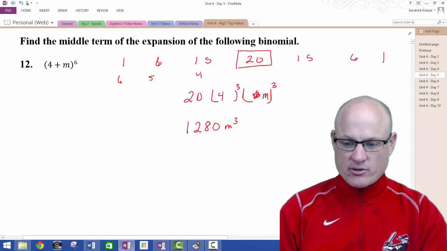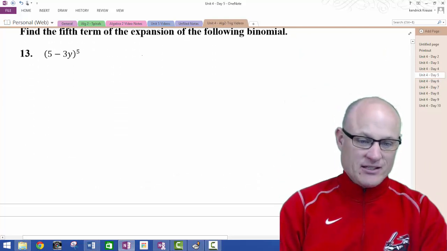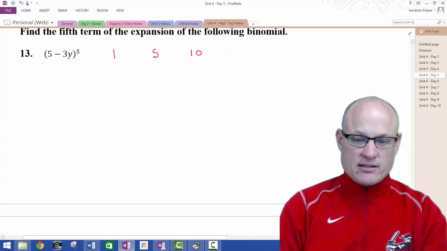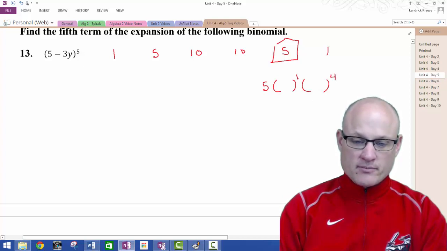These are the simple problems. These are the ones you want to do. Fifth term, sons of guns, it's really, let's see, 1, 5, 10, 10, 5, 1. I want this one. So it's going to be 5, parenthesis, parenthesis, parenthesis, parenthesis. This first one's going to go 5, 4, 3, 2, 1, and 4. Okay? Now, if you wrote all this out, you get 5, 4, 3, 2, 1, and you find out this was a 5. This is 5, and this is negative 3.